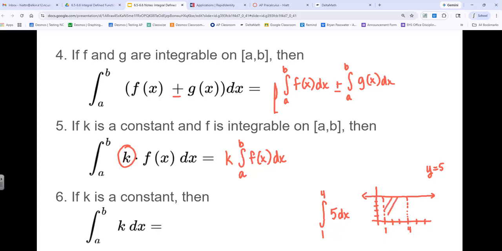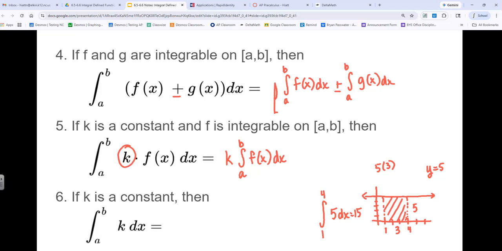Right, so if I graph that out, that's a very easy area to find because I'm just looking at a rectangle. What's the height of that rectangle? 5. What's the width of that rectangle? 3. So I would be doing 5 times 3, and I would get 15 for that.